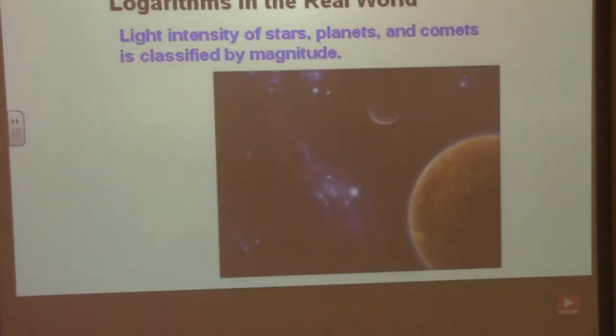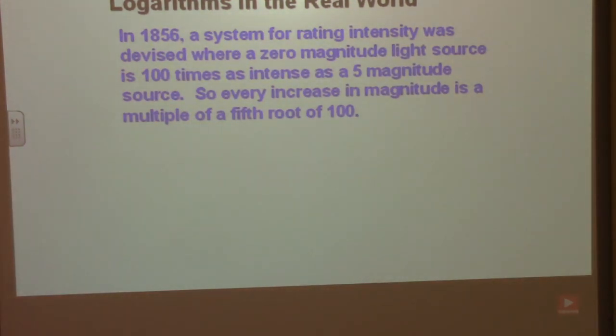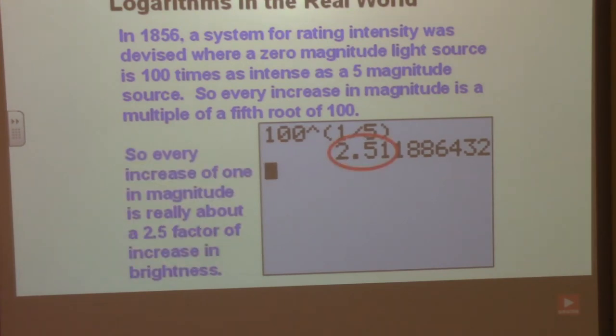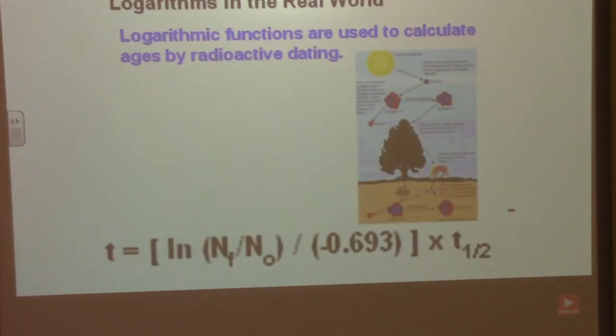The light intensity of stars, planets, and comets is classified by magnitude. In 1856, a system for rating intensity was devised where a 0 magnitude light source is 100 times as intense as a 5 magnitude source. So every increase in magnitude is a multiple of the fifth root of 100, and a fifth root of 100 is approximately 2.51. So every increase of 1 in magnitude is really about a 2.51 factor of increase in brightness. Logarithmic functions are used to calculate ages by radioactive dating.